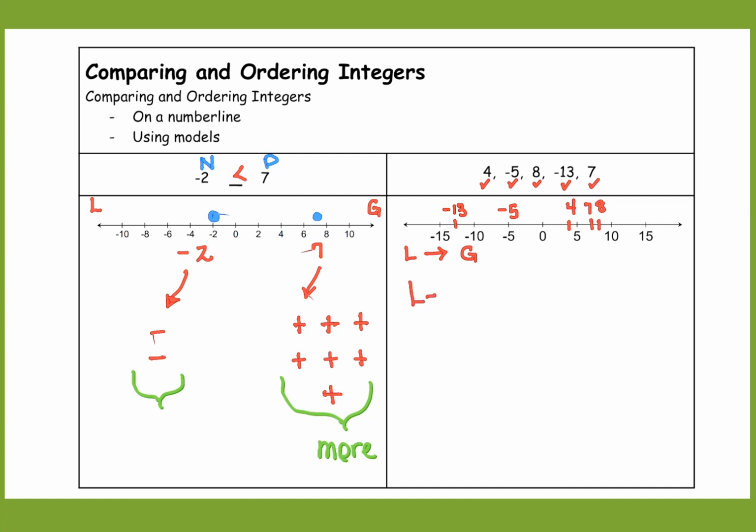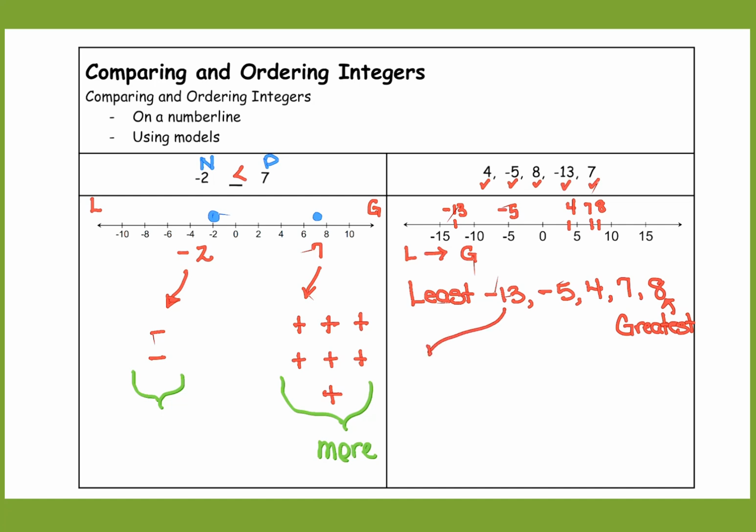Our least number is -13, followed by -5, +4, +7, and +8, with +8 being our greatest value.